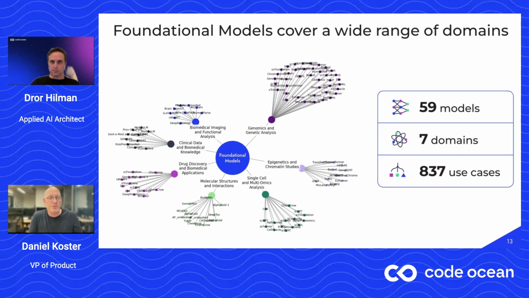We assembled from the internet 59 of those models, and they cross 7 domains. All in all, they cover 837 use cases. These are the use cases that are specifically described in the articles associated with those models. You can see the various domains: genomics and genetic analysis, epigenetics, single cell and multi-omics analysis. For example, the single cell GPT model we described in the last webinar is in that domain. We have molecular structures and interactions.